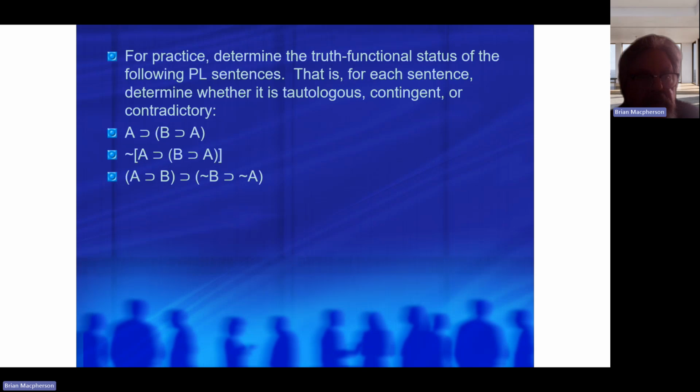So notice, the first sentence is A, then parentheses, B then A. The second sentence is the same as the first sentence, except you put brackets around it and you negate it. The next sentence on the bottom is A then B, implies parentheses, not B then not A. Notice that all 3 sentences only have altogether 2 atomic letters, so each sentence will have a 4-row truth table.